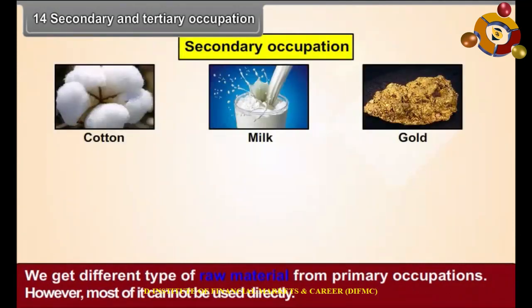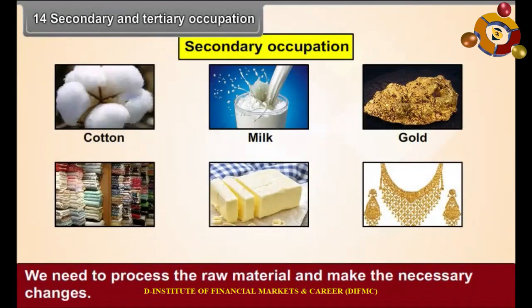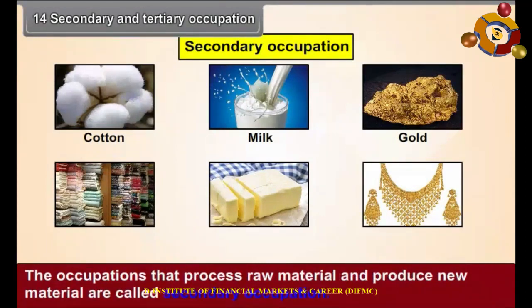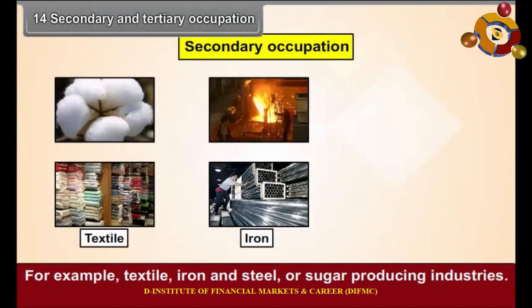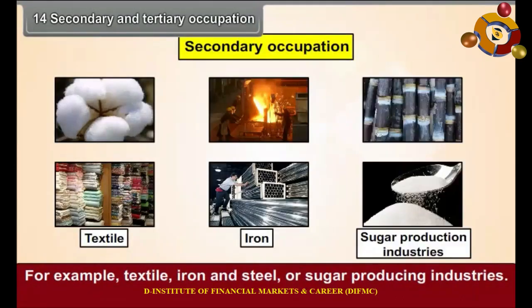However, most of it cannot be used directly. We need to process the raw material and make the necessary changes. The occupations that process raw materials and produce new materials are called secondary occupations. For example, textile, iron and steel, or sugar-producing industries.